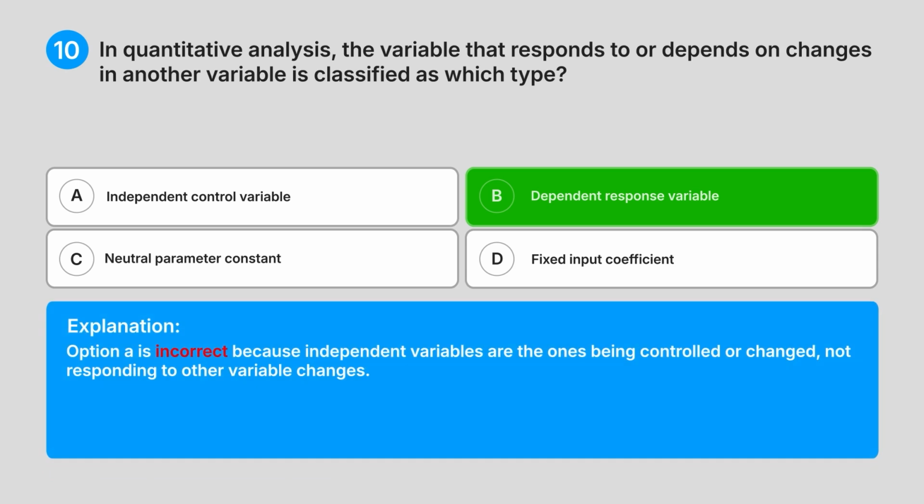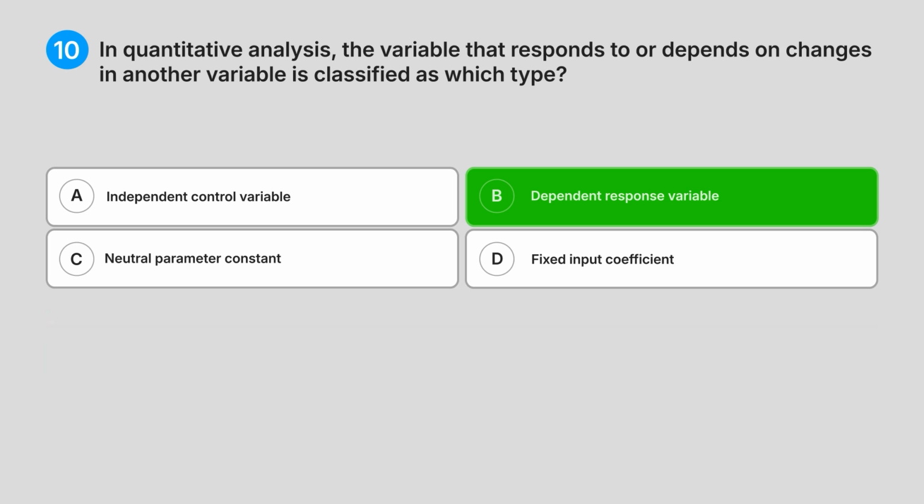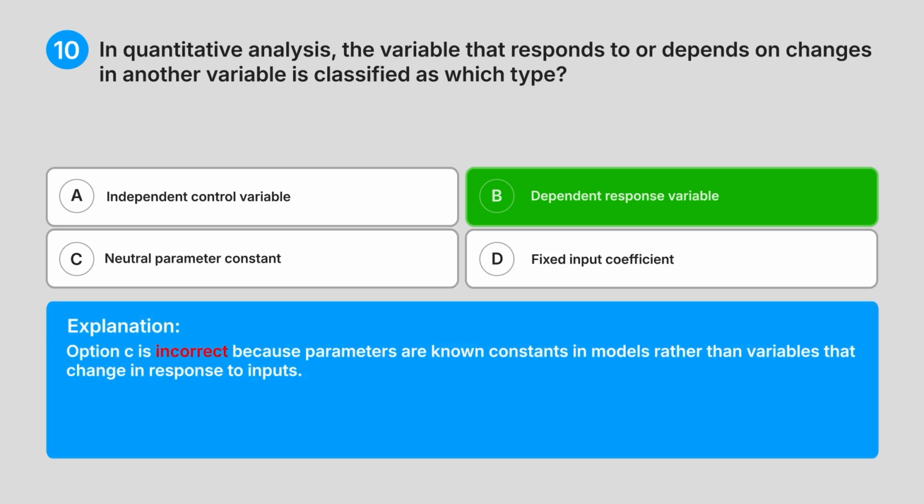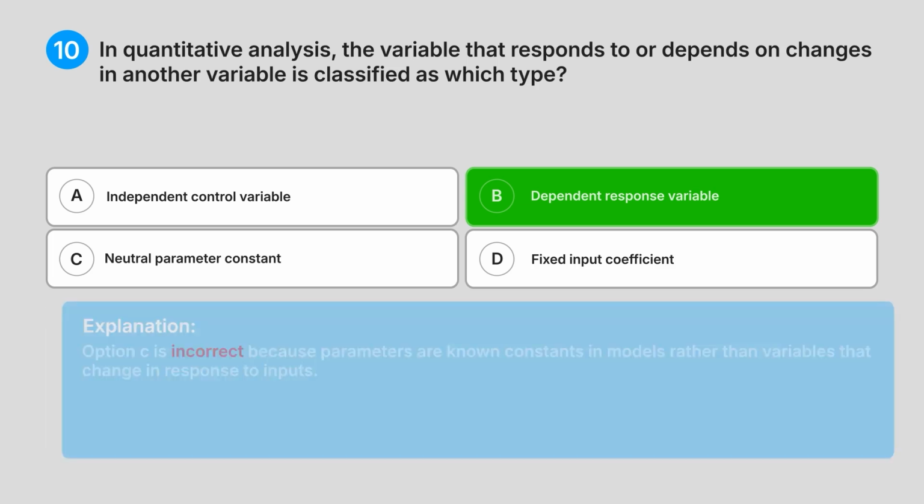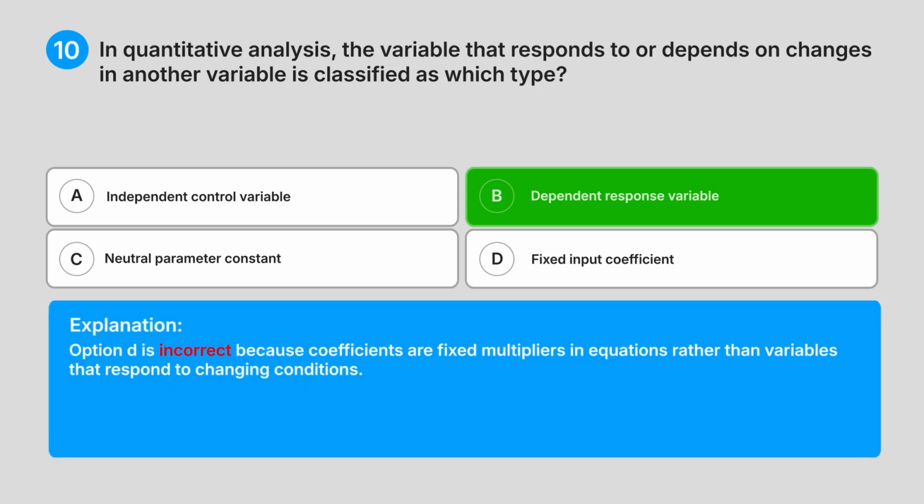Option A is incorrect because independent variables are the ones being controlled or changed, not responding to other variable changes. Option C is incorrect because parameters are known constants in models rather than variables that change in response to inputs. Option D is incorrect because coefficients are fixed multipliers in equations rather than variables that respond to changing conditions.